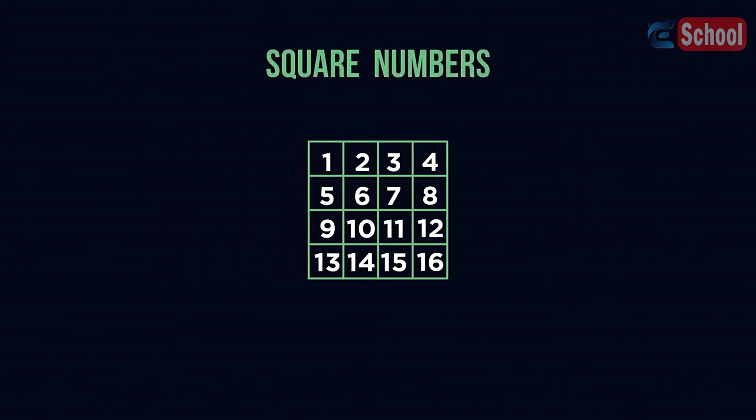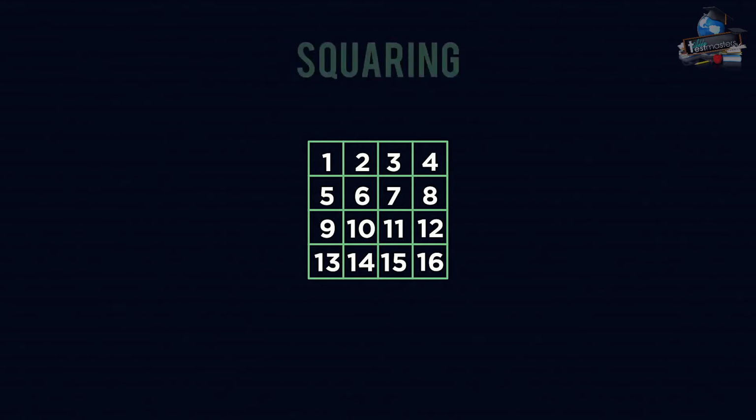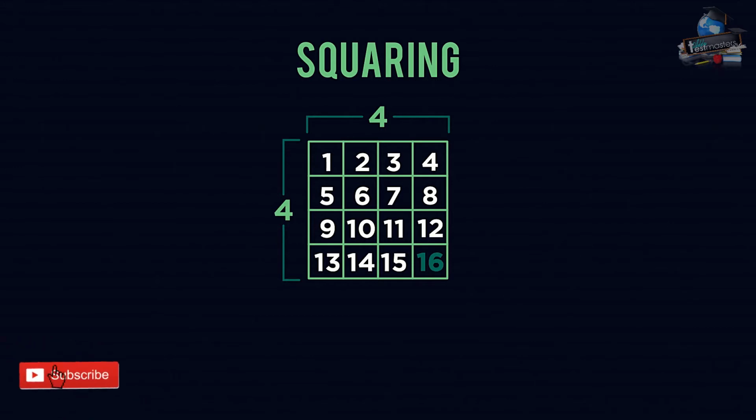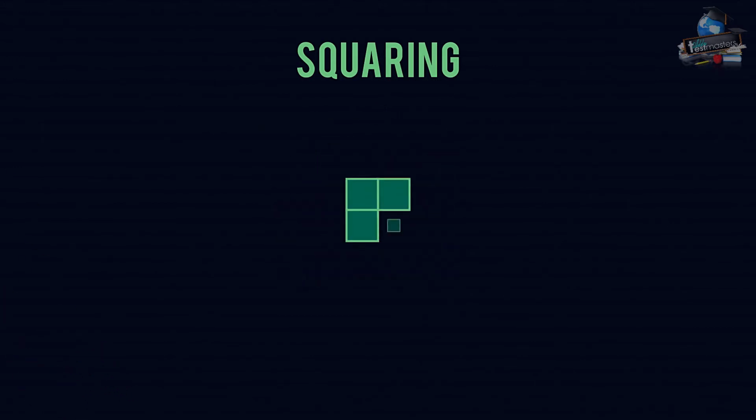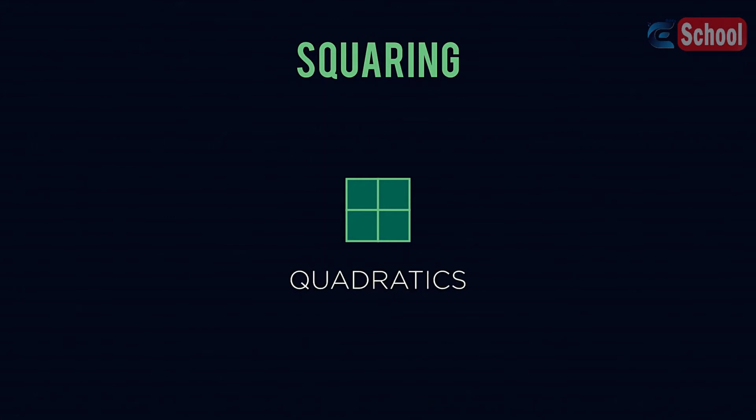A square number is the result of multiplying an integer by itself, a process known as squaring. For example, 4 times 4 equals 16, so 16 is a square number. They are called square numbers because these particular numbers of objects can be arranged in a perfect solid square. They are useful for dealing with quadratics, simplifying surds, and in area.